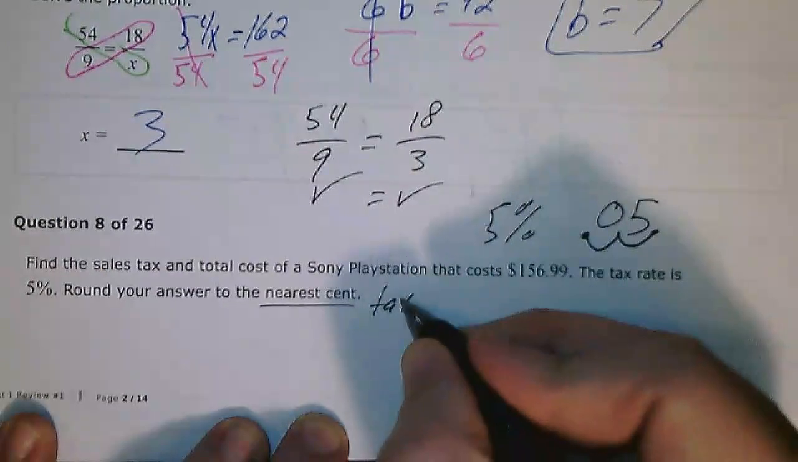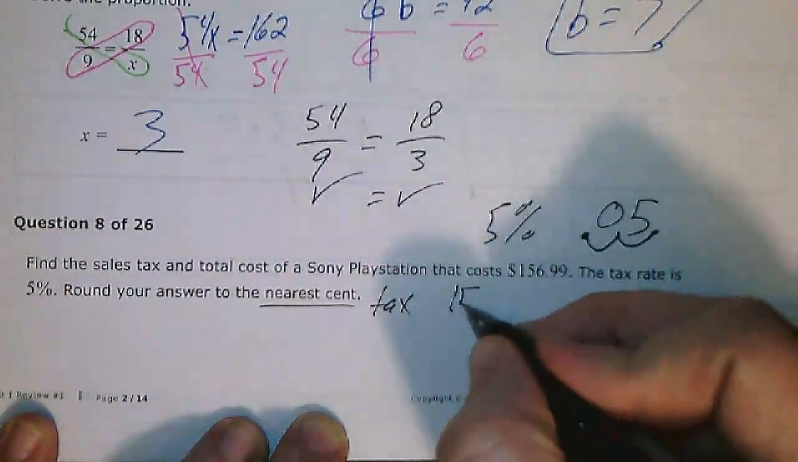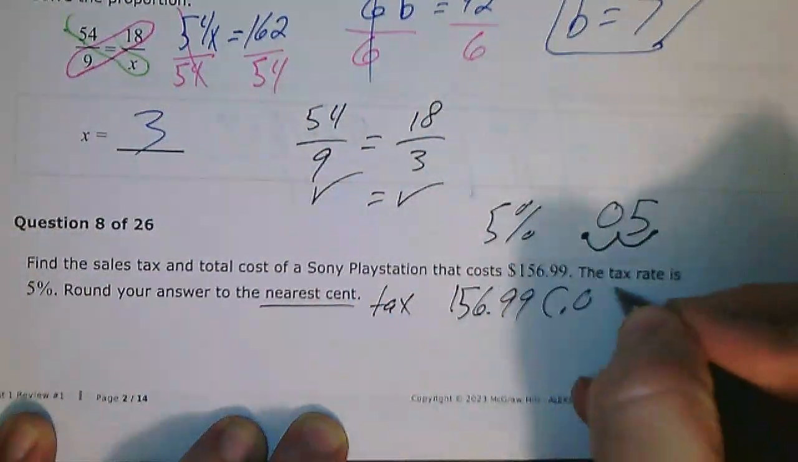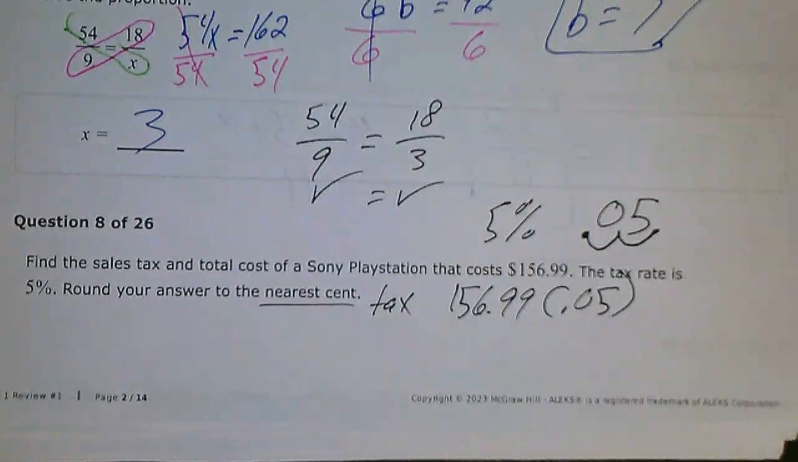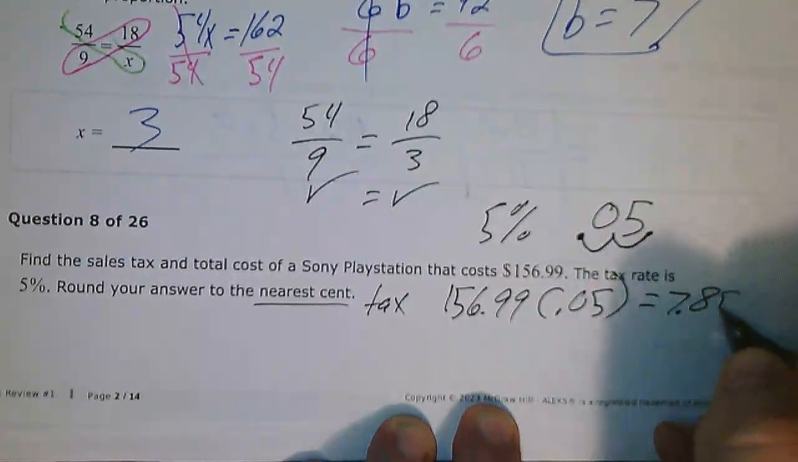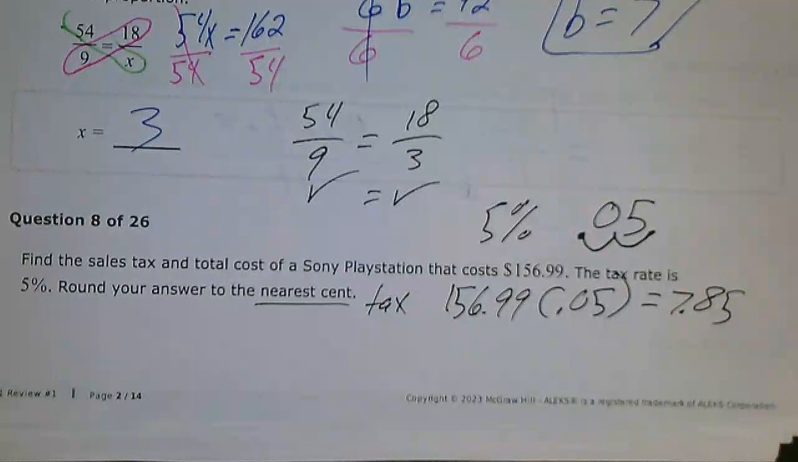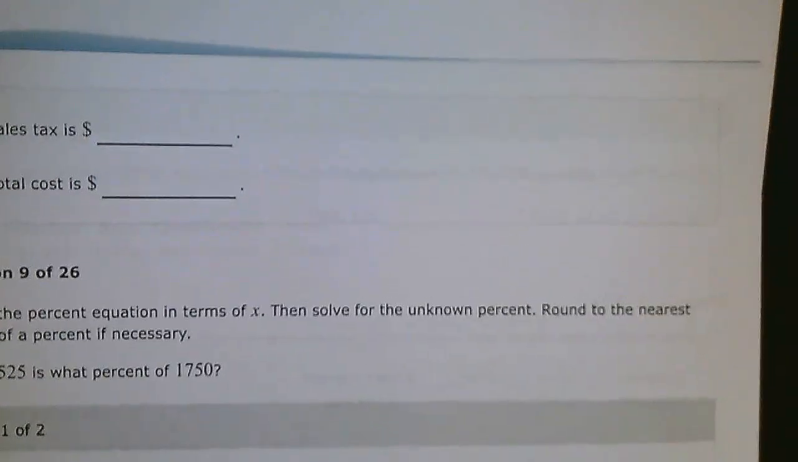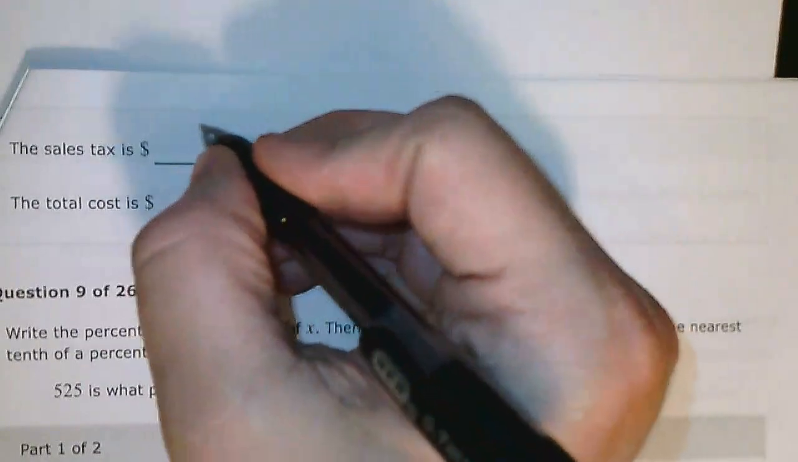So to find out the tax, we take the cost of the PlayStation multiplied by the tax rate as a decimal. You would put that in the calculator and get 7.85. Oh, it's on the back of this here. So turn the page. So the sales tax is 7.85.